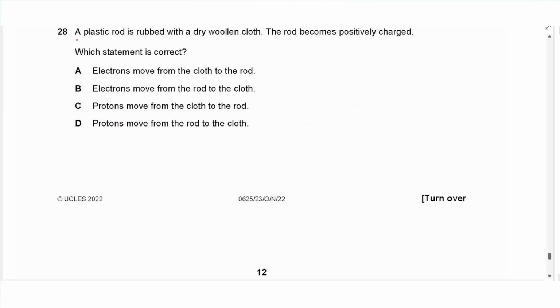Question 28 says a plastic rod is rubbed with a dry woolen cloth. The rod becomes positively charged. Which statement is correct? Electrons move from the cloth to the rod, that's not correct. Electrons move from the rod to the cloth, yes, because the rod becomes positively charged, so it loses electrons to the cloth, so the answer is B. Protons do not move inside the material.